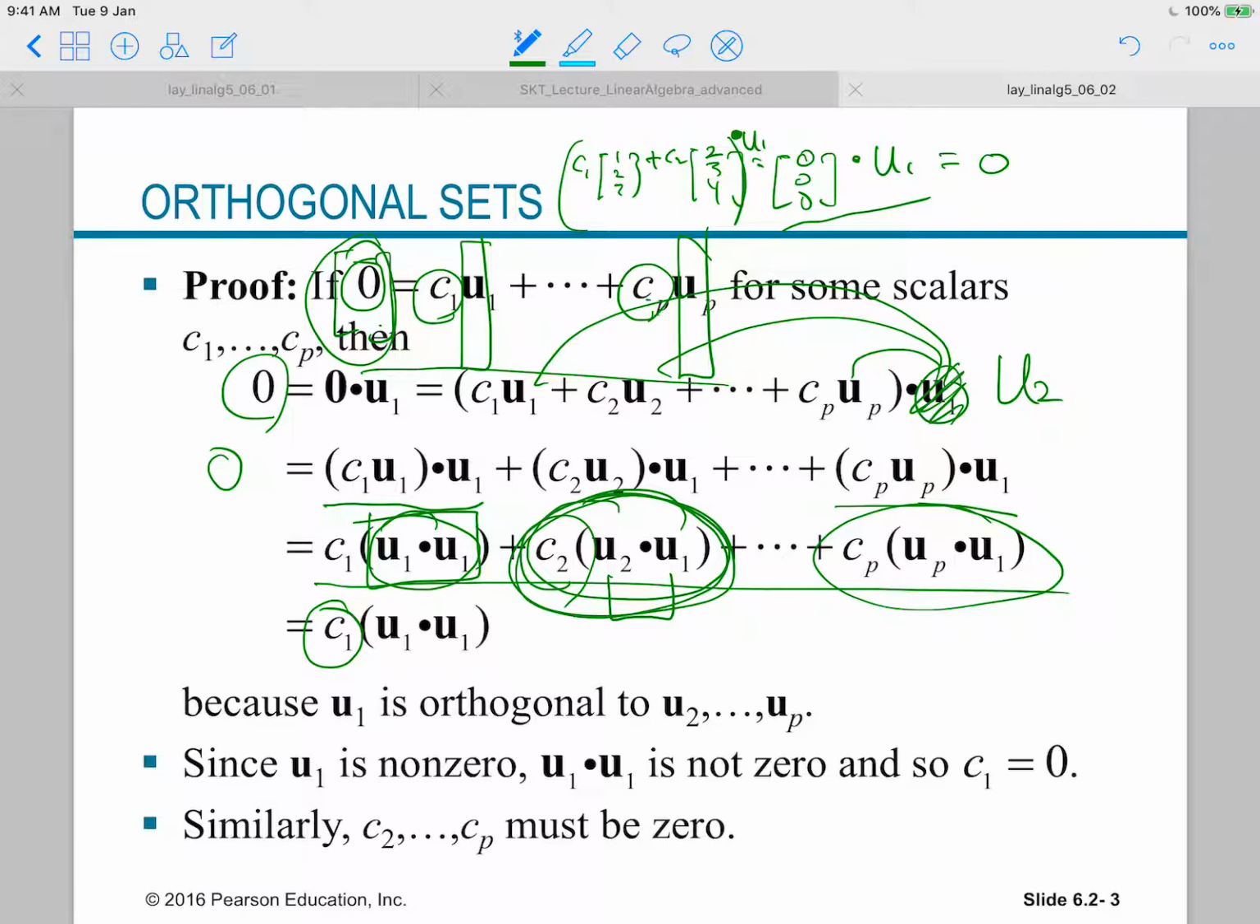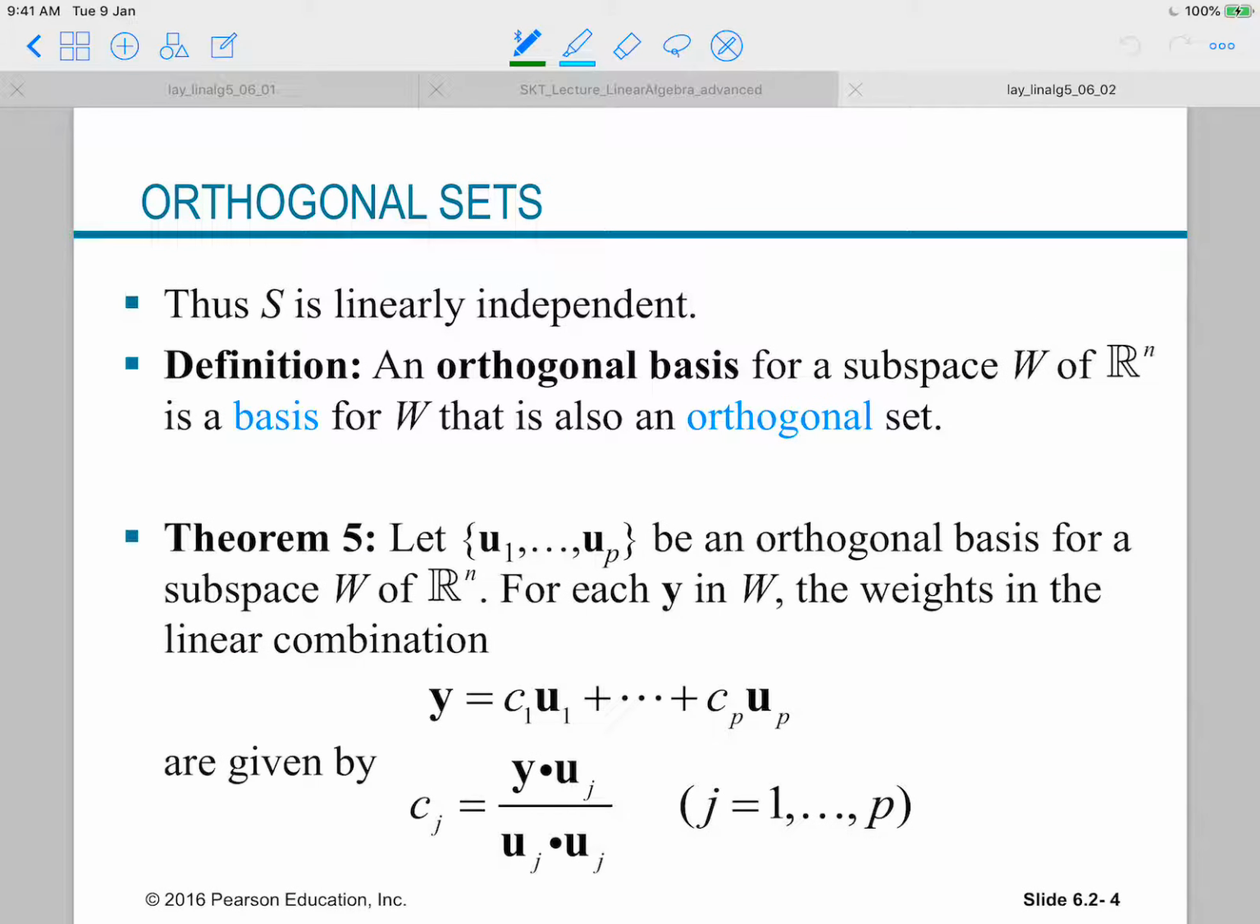Okay, so that way, if the vectors U1 through UP are orthogonal to each other, or an orthogonal set, then they are automatically linearly independent. Okay, so that is the kind of mechanical proof.